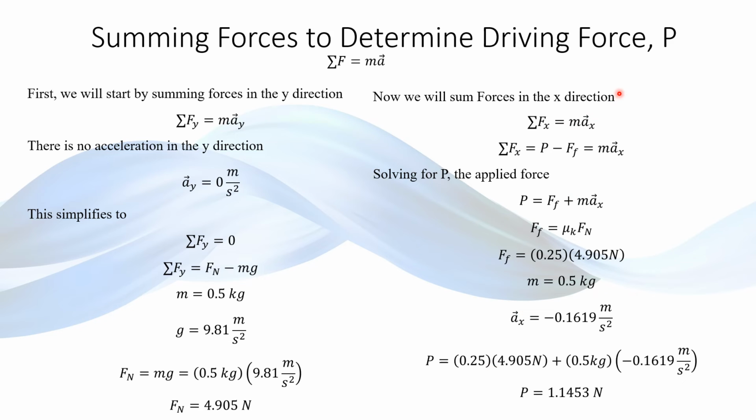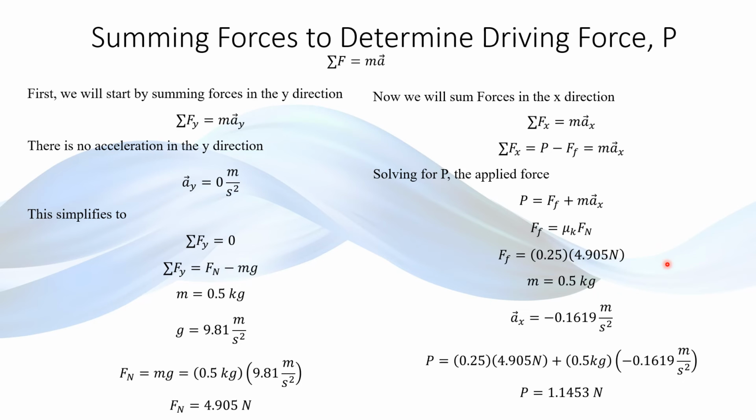Now let's look at the right side, where the forces will sum in the x direction. The forces acting on the plate in the x direction are the driving force, P, and the force of friction, and it has an acceleration which we already determined earlier. Solving for P, the applied force, we get P equals the force of friction plus the mass times the acceleration. In the next line, the force of friction is expanded to its definition.